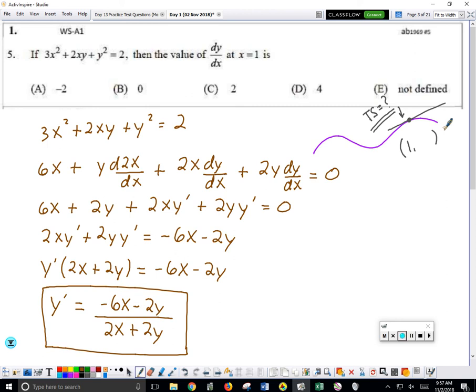Sarah? Plug in 1 for x. So I need to find the tangent slope when x is 1. How many knew that? Point, 2 for Sarah. What's the problem I'm running into here? Avery? You still have a y there. Still need a y. How many knew that one? Point, 2 for Avery.